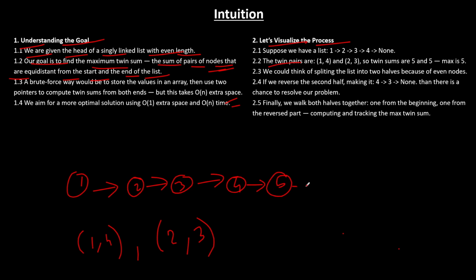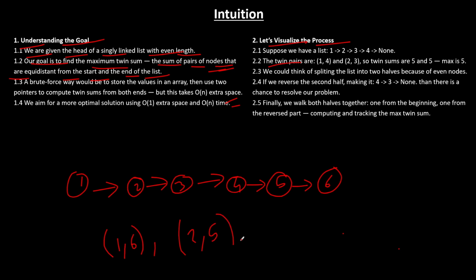Let it be 5, let it be 6. Pairs would change now. So pairs would be 1 comma 6, 2 comma 5, of course 3 comma 4, right? So the sum for 6 is 7, 5 plus 2 gives me 7, 3 plus 4 also gives me 7. Fine. So this is it.